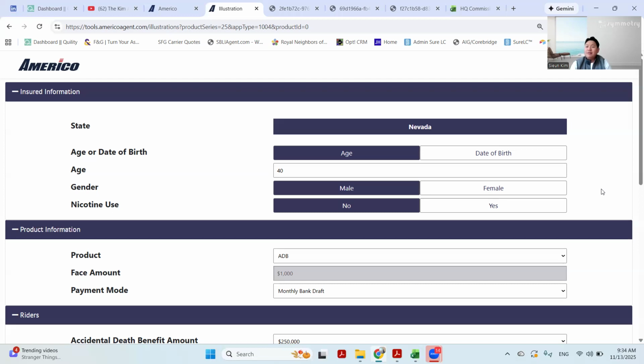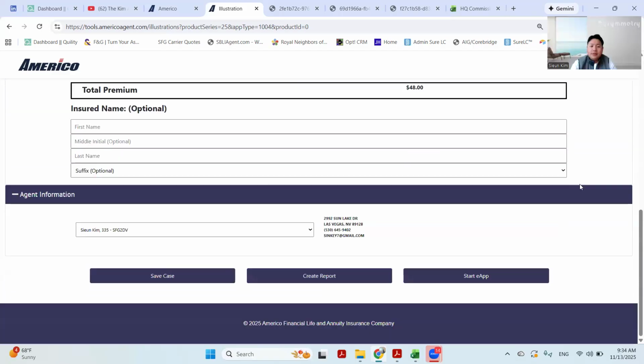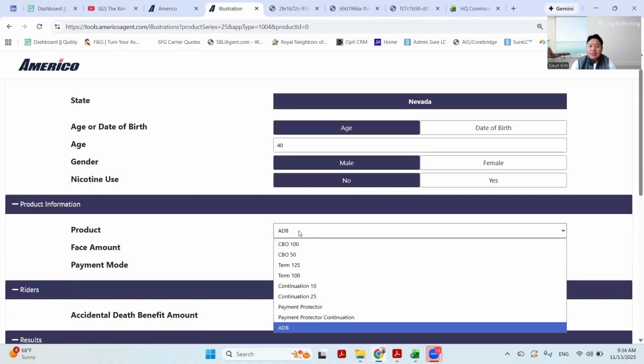So, and then if they just have general blood pressure, cholesterol, diabetes after 35 without insulin, then they should be able to qualify for this. Thank you. Okay, you're welcome. All right. So yeah, this ADB is a great option.